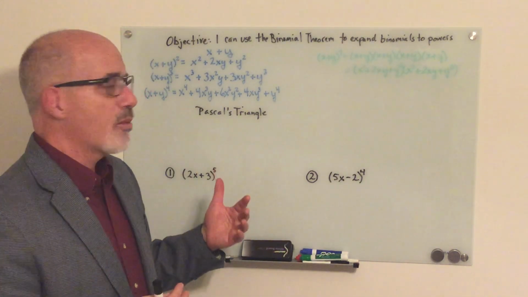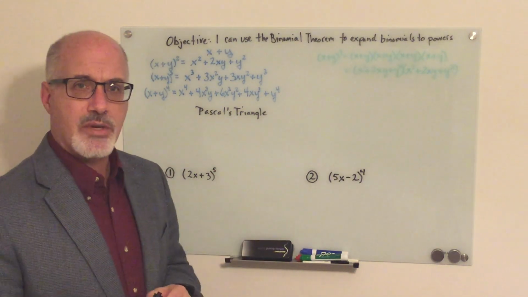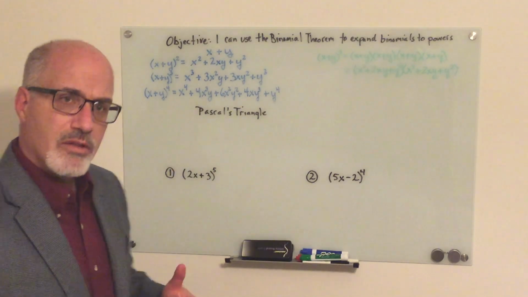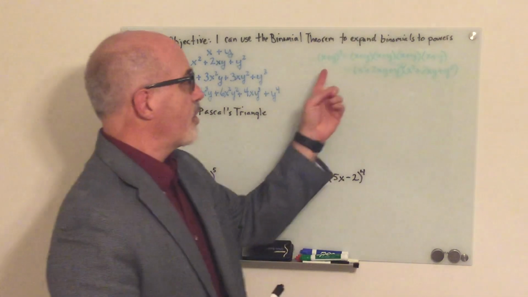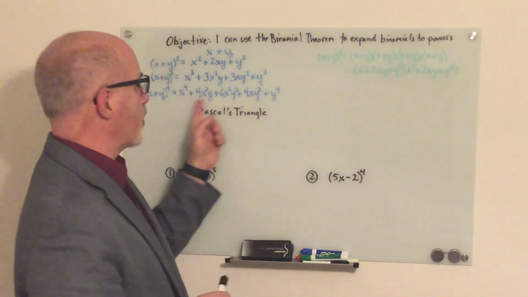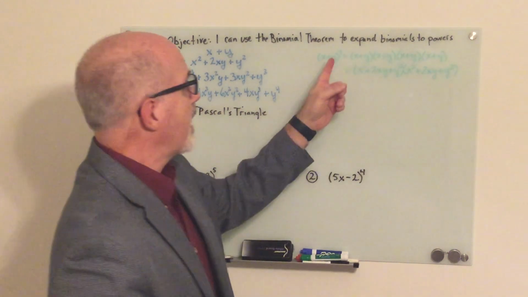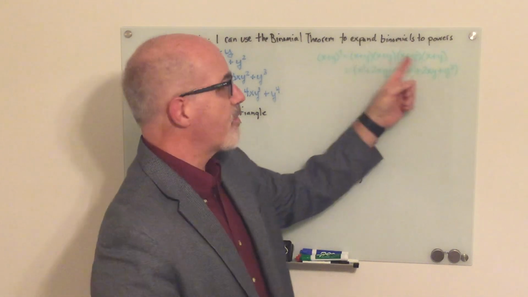To multiply it out would take quite some time. So let me demonstrate that to you, and then we're going to see if we can shorten that process a little bit. If we look at x plus y to the fourth power, which will result in this, you write out x plus y 4 times.